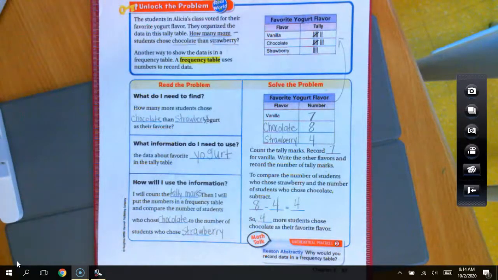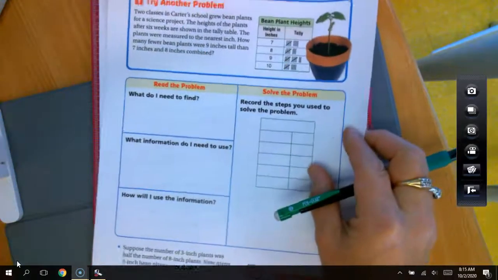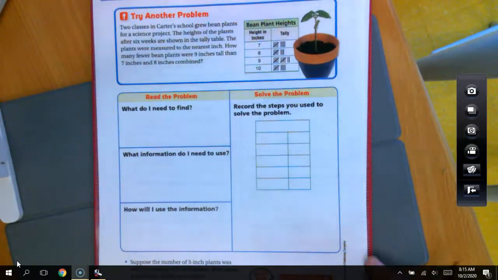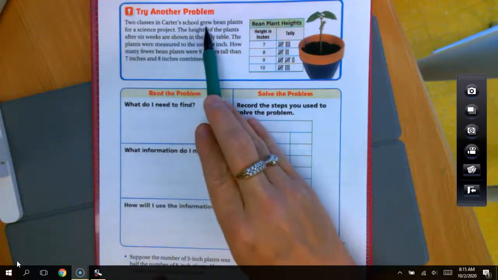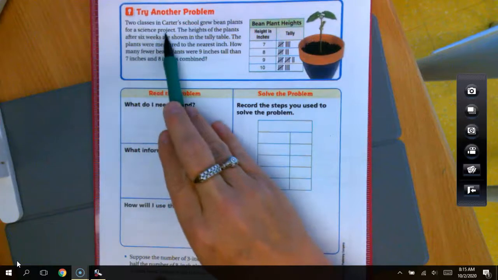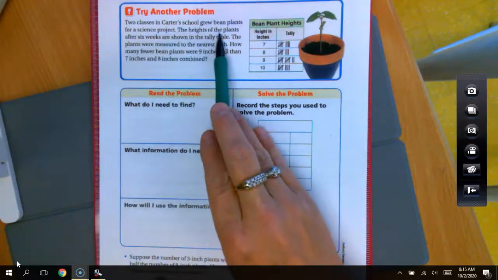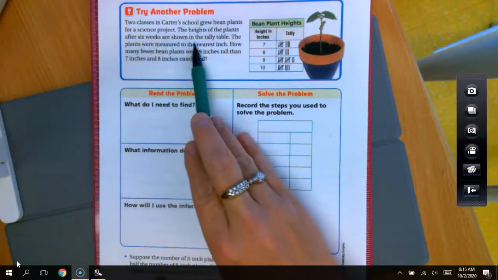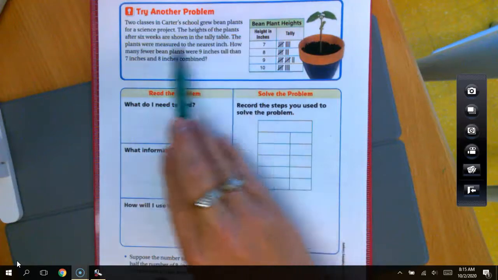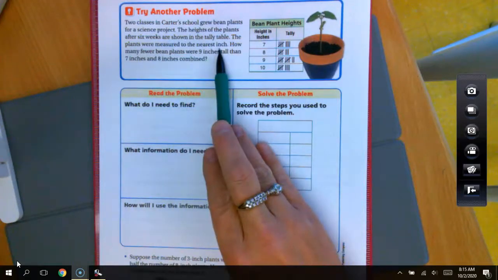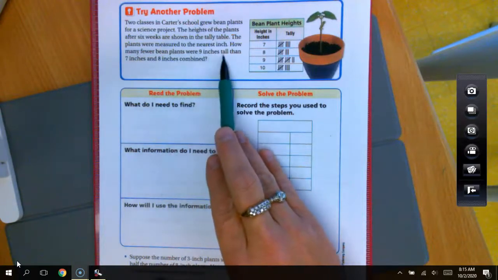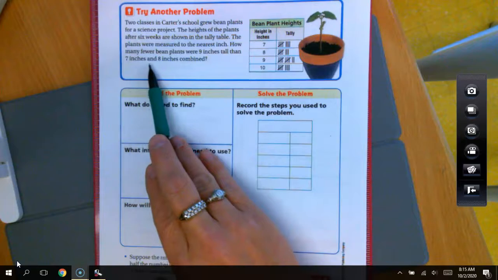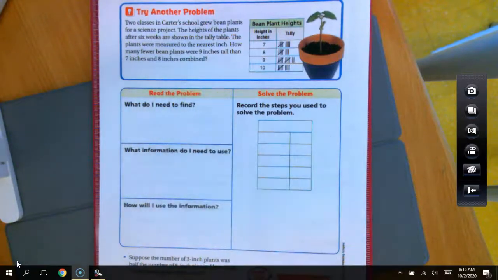Okay, so go on and turn to page 88. Let's look at another problem. It says 2 classes in Carter's school grew bean plants for a science project. The heights of the plants after 6 weeks are shown in the tally table. The plants were measured to the nearest inch. How many fewer bean plants were 9 inches tall than 7 inches and 8 inches combined?